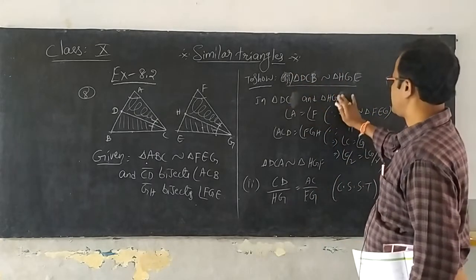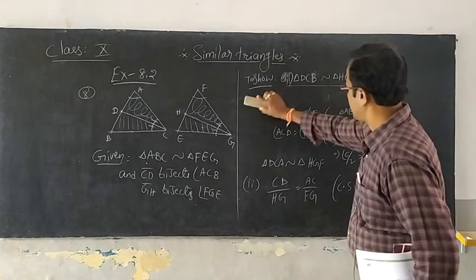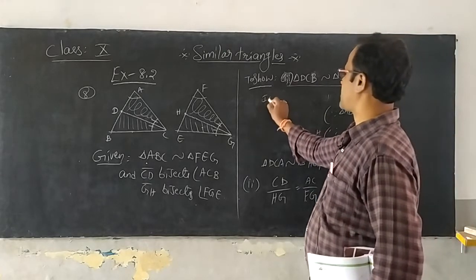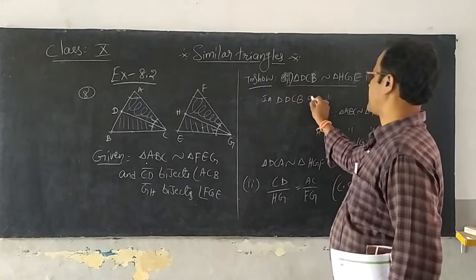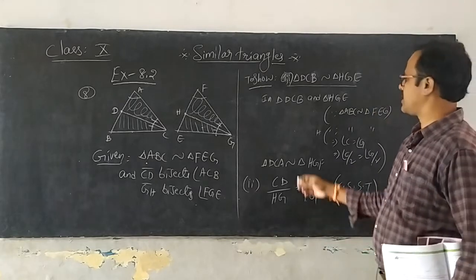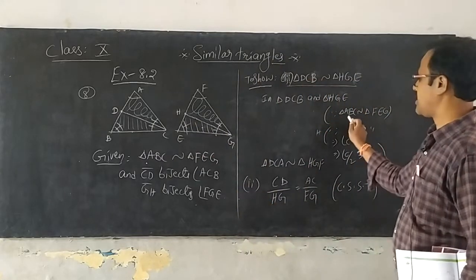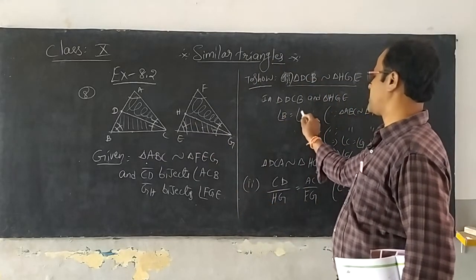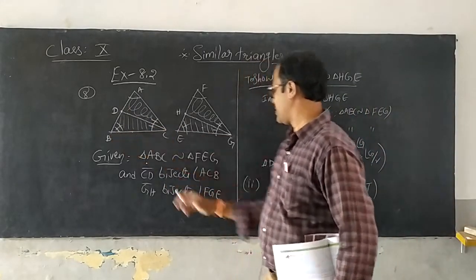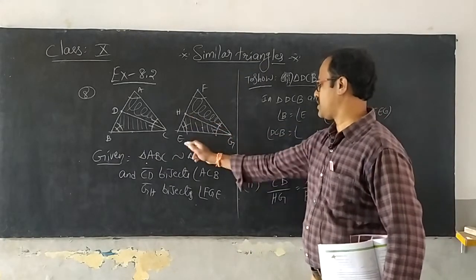Now we get into the same method. We write the same angles, but with a little change here. So in triangle DCB and triangle HGE, what can you say here? Angle B is equal to angle E, since the triangles are similar. Very good. Similarly, I can say that angle DCB is equal to angle HGE.